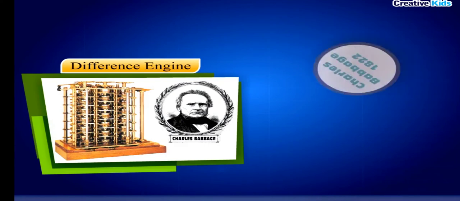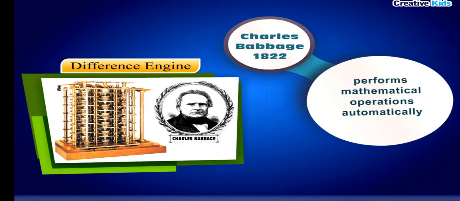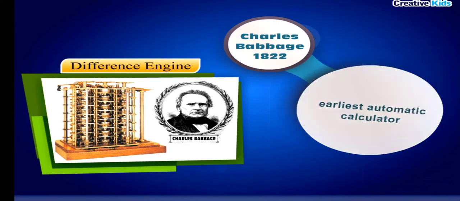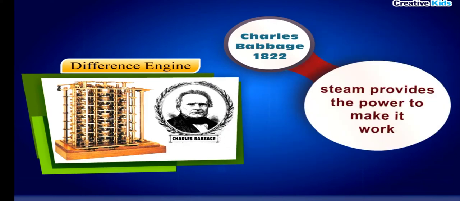Difference Engine. Charles Babbage, 1822. Performs mathematical operations automatically. Earliest automatic calculator. Steam provides the power to make it work.